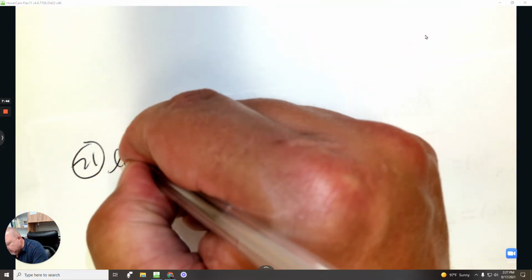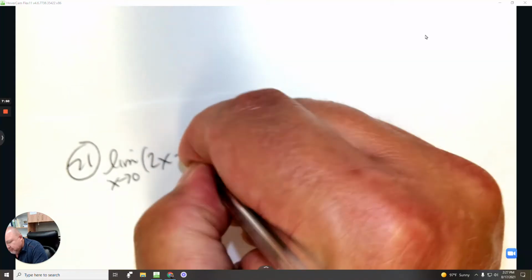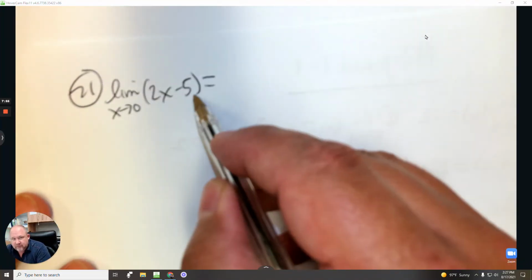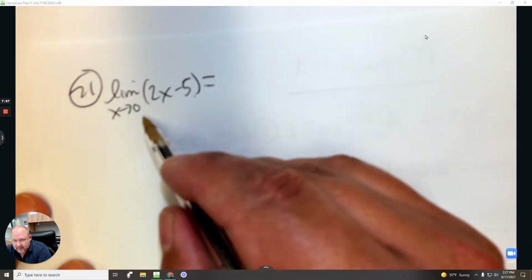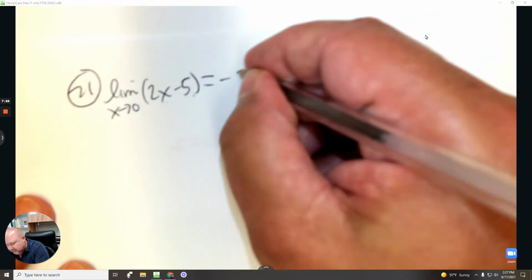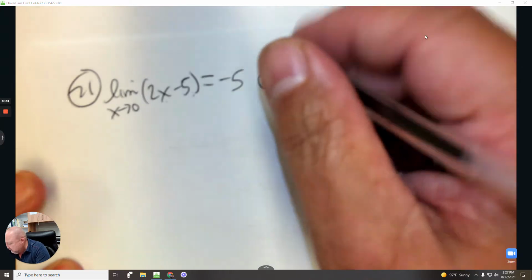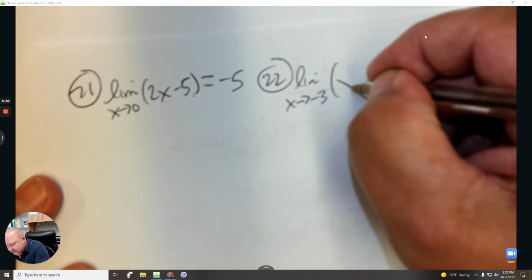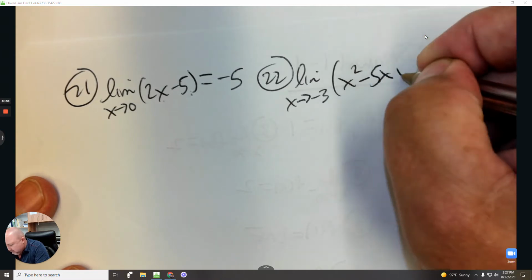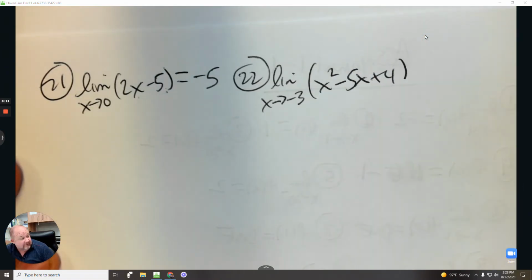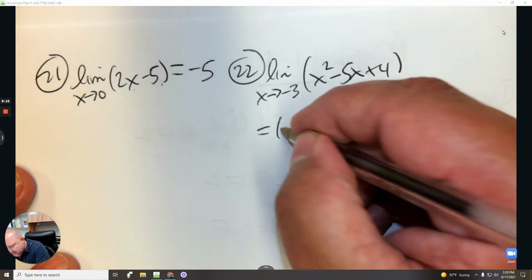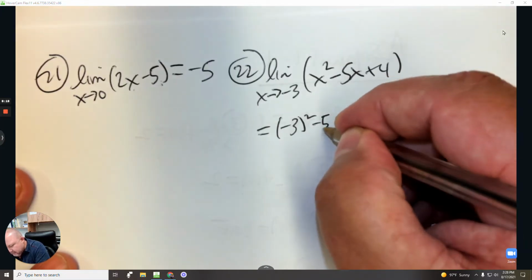In number 21, what's the limit as x approaches 0 of 2x subtract 5? So the first thing I'm looking for is continuity. Is this a continuous function? There's nothing that makes it undefined, so just plug 0 in and you have your answer. Number 22. The limit as x approaches -3, x squared minus 5x plus 4. Again, this is a continuous function. Nothing makes it undefined. So you can just evaluate at -3 and get your answer.